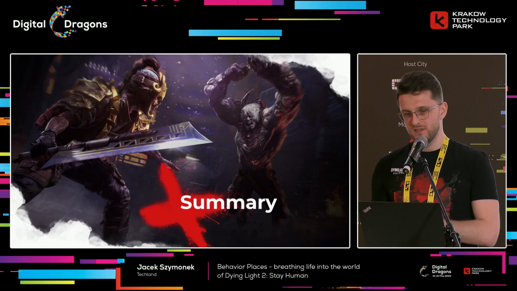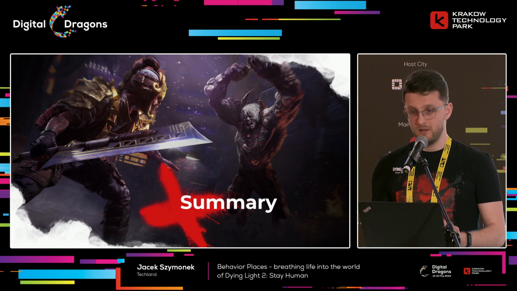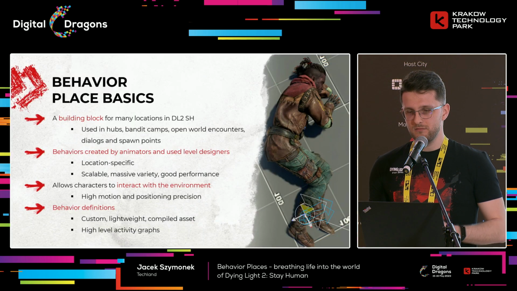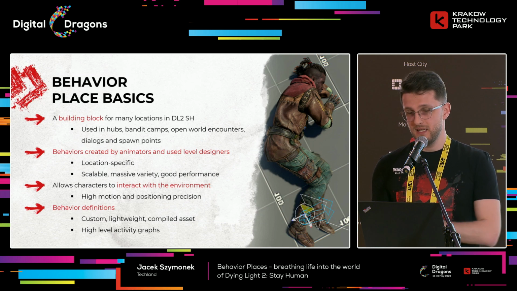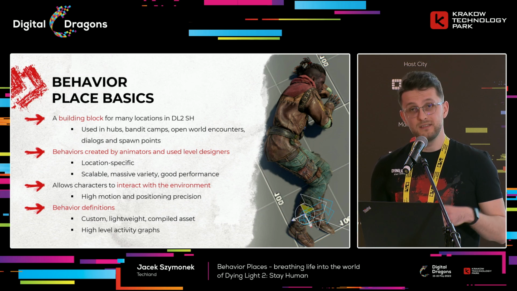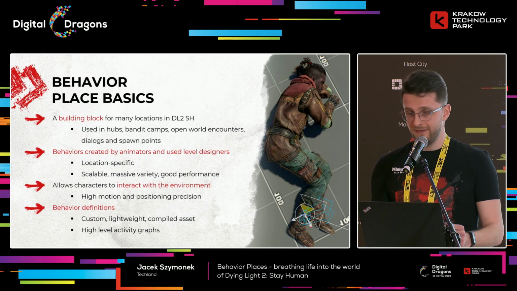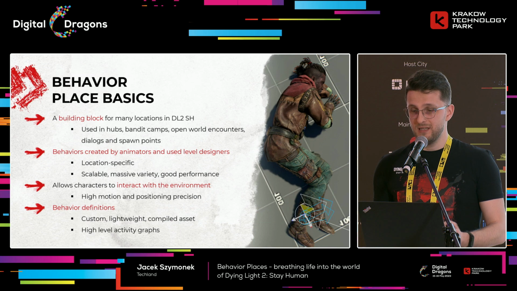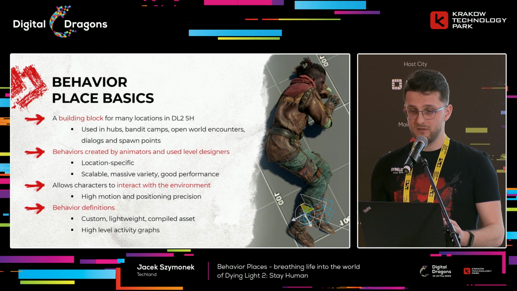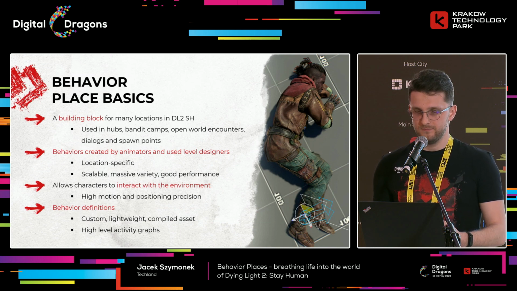It's now time to summarize this talk, share some lessons learned, and our plans for further development. In this talk, you've learned about behavior places in CEngine. They are the building block of many different locations in Dying Light 2, Stay Human. They ended up being used as part of hubs, bandit camps, open world encounters, dialogue slots, spawn points. It's a scalable technology by which animators create location-specific behaviors to be placed by level designers.